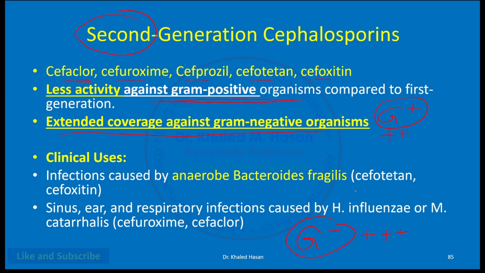So the question now: which of the following bacteria will be covered by the second generation cephalosporin? This one tends towards treatment of gram-negative bacteria more than gram-positive bacteria, so extended efficacy against gram-negative organisms. It could also cover some anaerobic bacteria, such as Bacteroides fragilis, and some Haemophilus influenzae could be covered in this process.